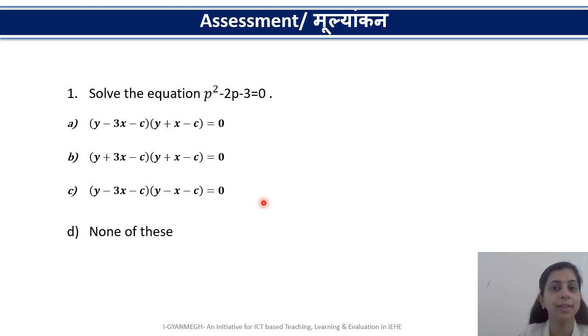Okay, I think all of you have solved this example. So the correct answer is A. Right, you are right.